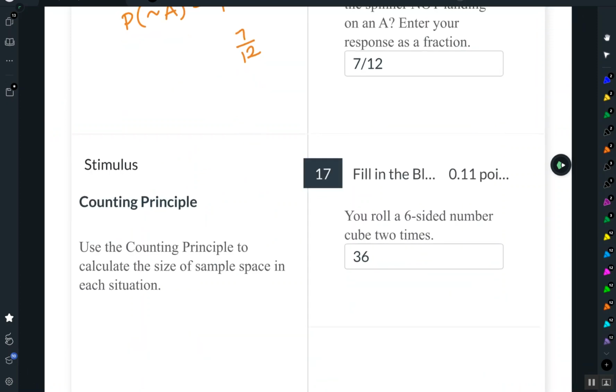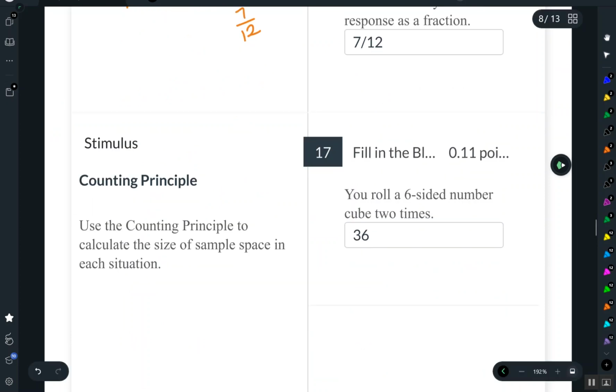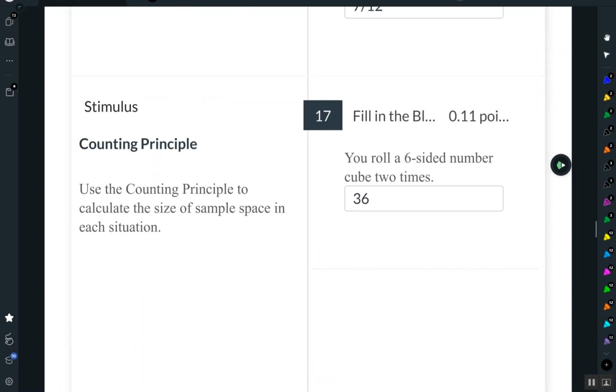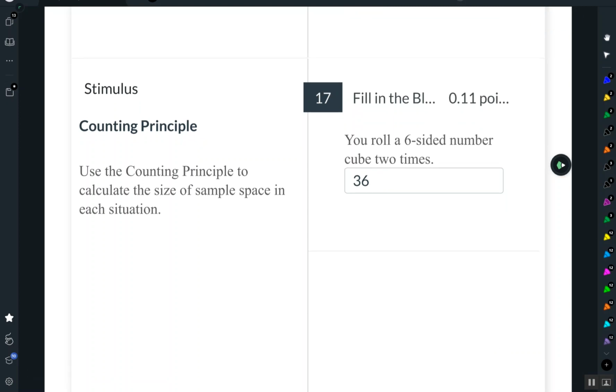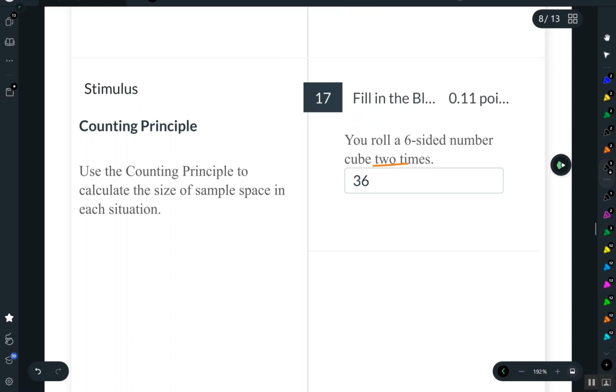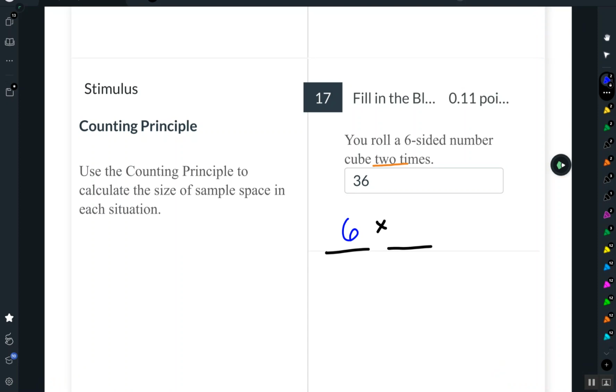Okay, then we get into the counting principle. Use the counting principle to calculate the size of sample space in each situation. So we're not doing probability, we're just doing the counting principle. So number 17 says you roll a 6-sided die or cube 2 times. So basically, because we're doing it 2 times, I'm going to put 2 spaces here. I'm going to multiply for each roll. For the first roll, you can get numbers 1, 2, 3, 4, 5, or 6. So there's 6 ways you could roll the first one. For the second one, you can get 1, 2, 3, 4, 5, or 6. So there's 6 ways to roll the second one. You multiply that together, you get 36.